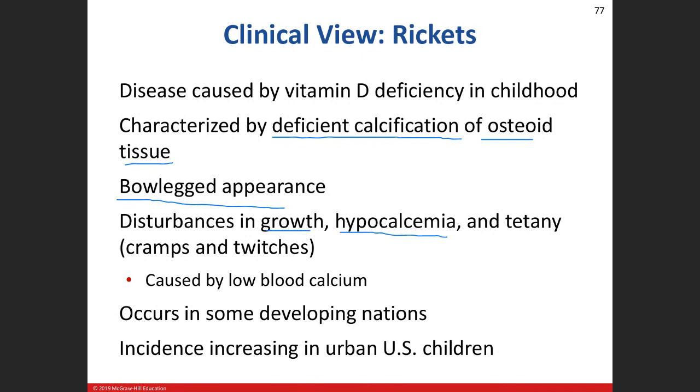If we were to take a sample of their blood, they'd be hypocalcemic. They'd have low blood calcium. Dealing with tetany, because if we have low blood calcium levels, and we'll learn about this when we get into muscles, tetany has to do with muscle contractions. And I said that we need calcium to elicit muscle contractions or muscle functioning. So we'll have cramping and twitches there. We really don't see this in the U.S. unless somebody is deficient in vitamin D.